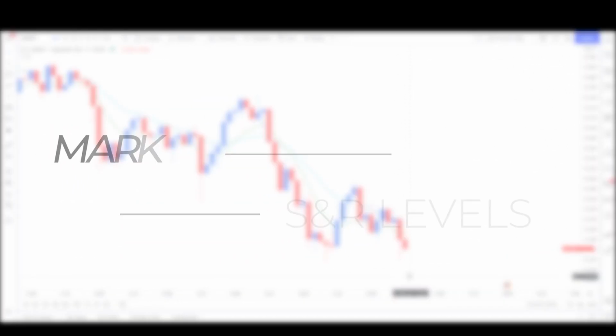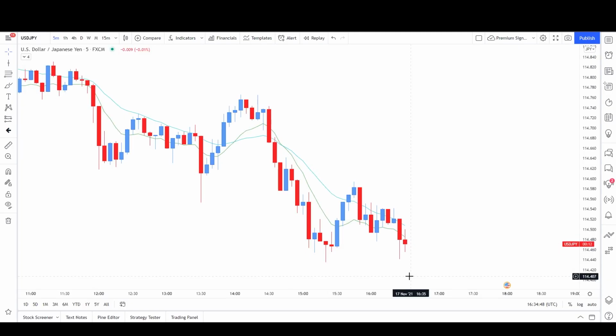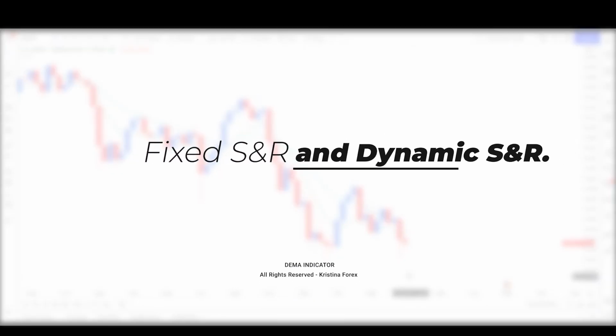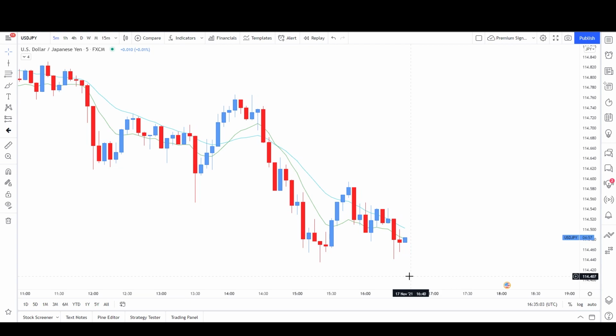So the second way you can use the DEMA indicator is to plot your support and resistance levels. There are several approaches to identifying support and resistance in the market, but the two most common forms are fixed support and resistance and dynamic support and resistance levels. So here is an excellent illustration of the differences between the dynamic and fixed support and resistance levels.